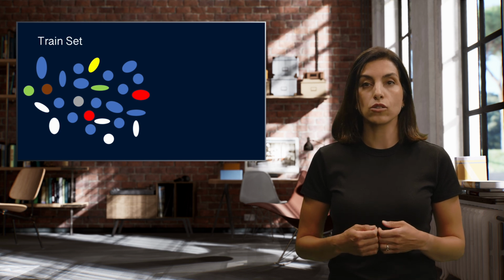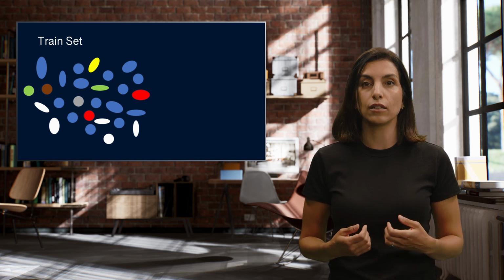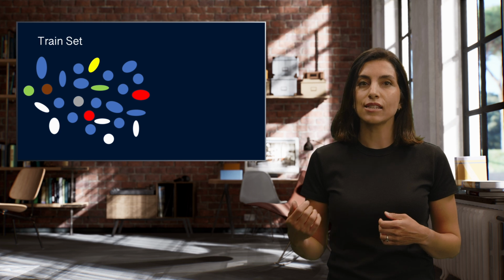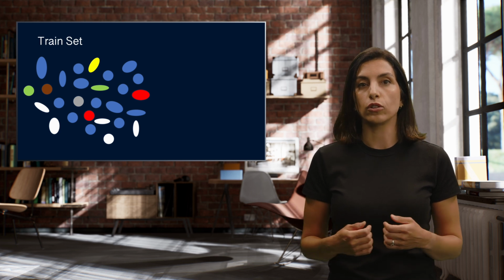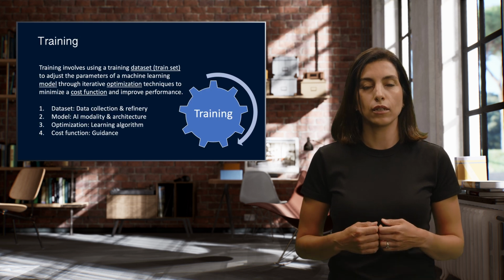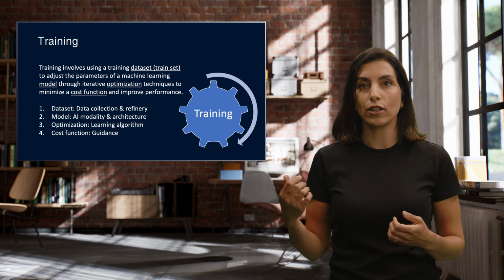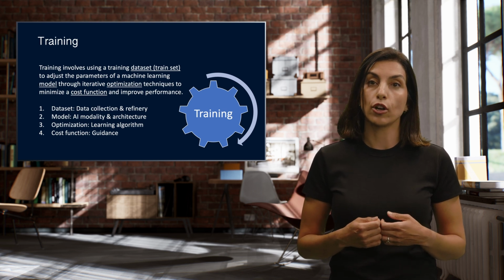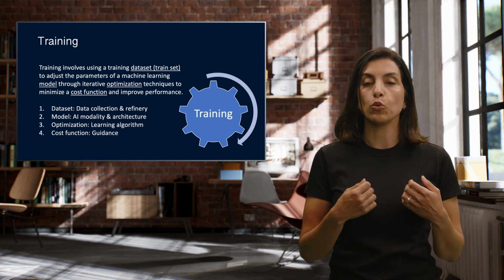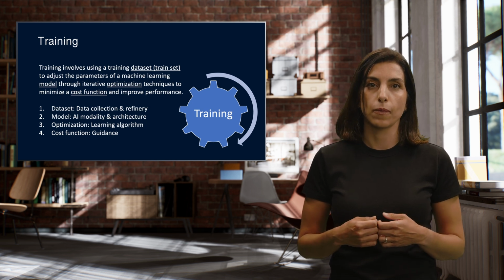The train set is often the biggest portion, as you would like to use as much data to teach the model about the task. The test set is not shown to the model during the training process. But what is training? Training involves using the train set to adjust the parameters of the machine learning model through iterative optimization techniques to minimize a loss function and improve performance.